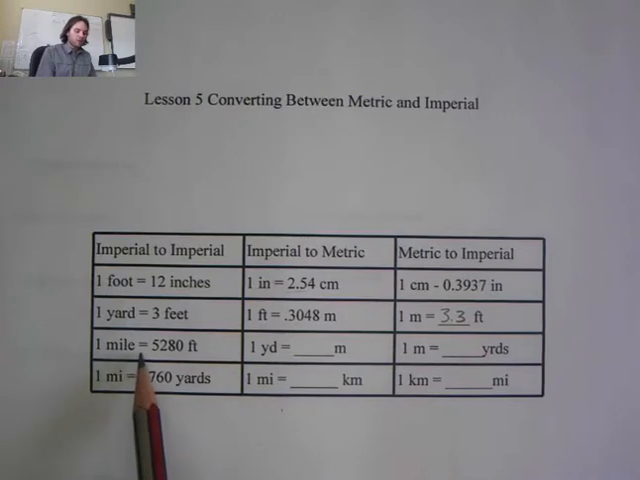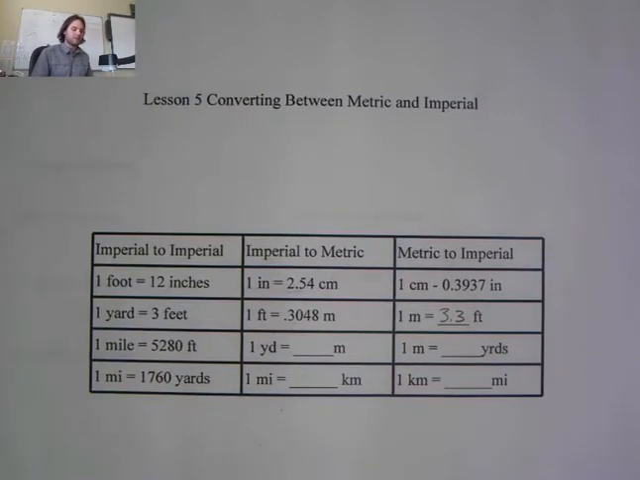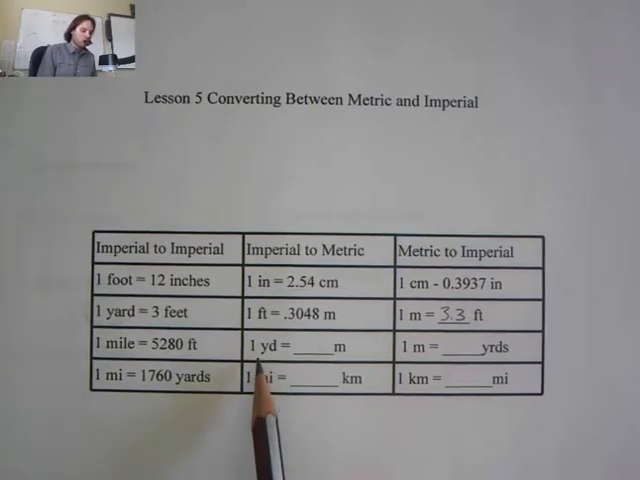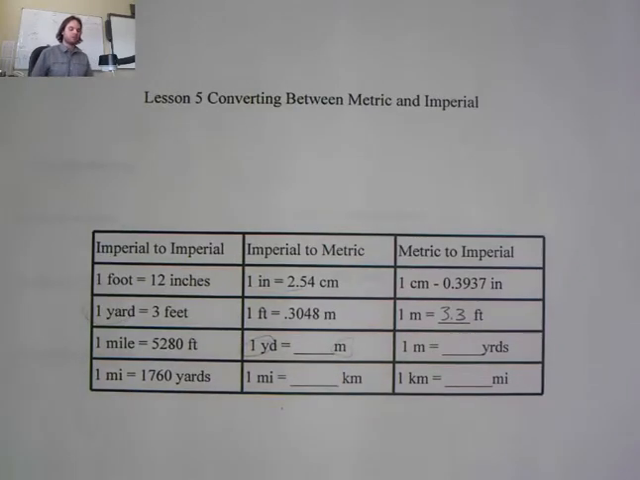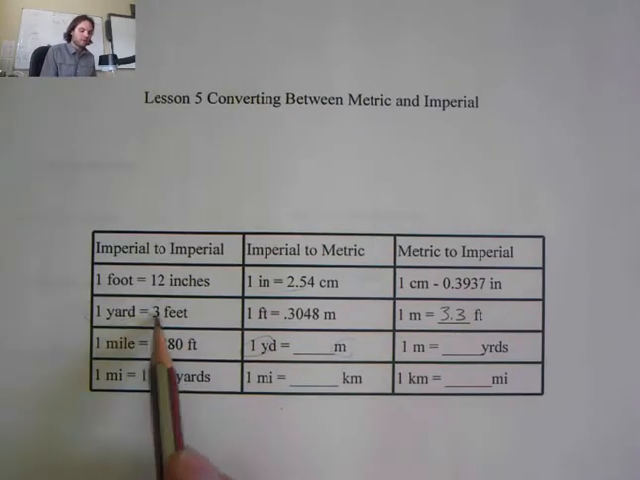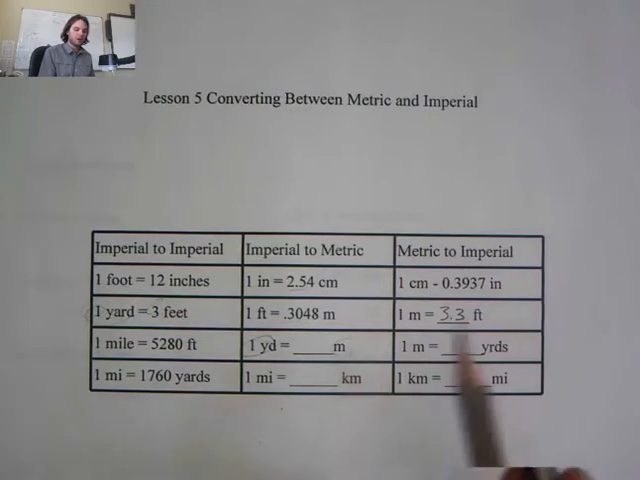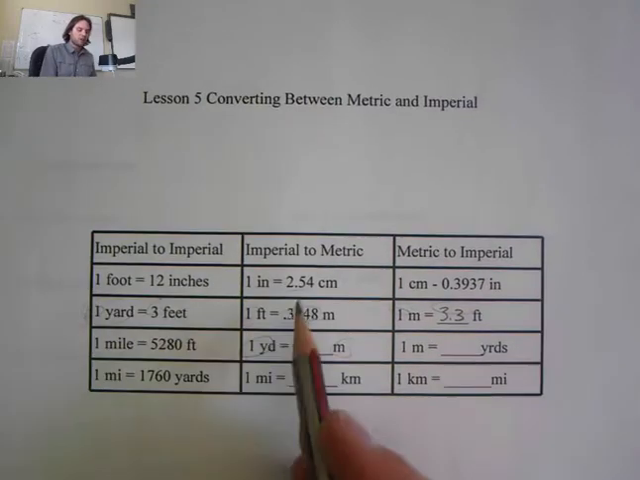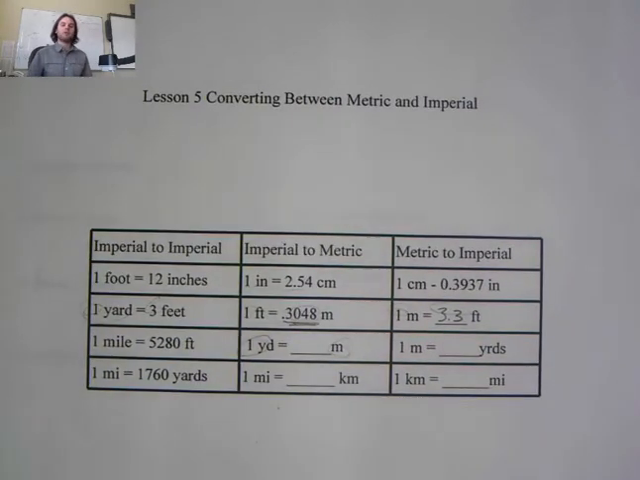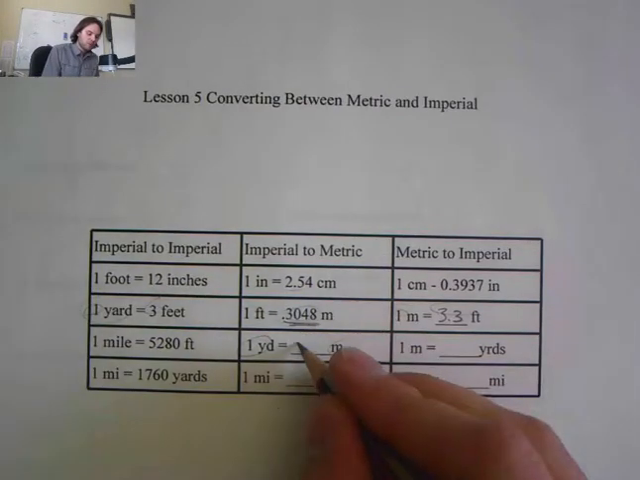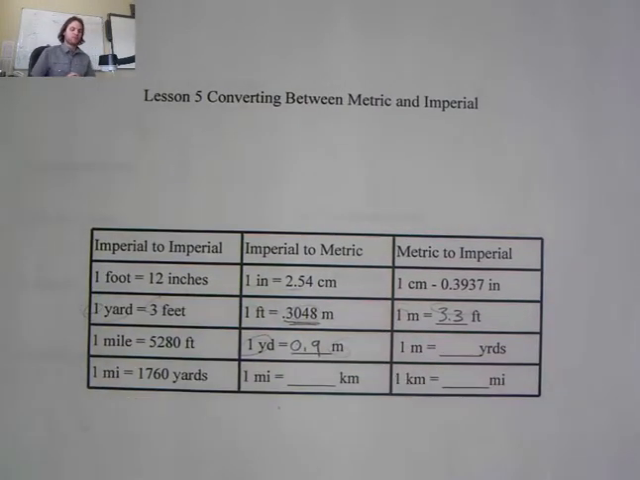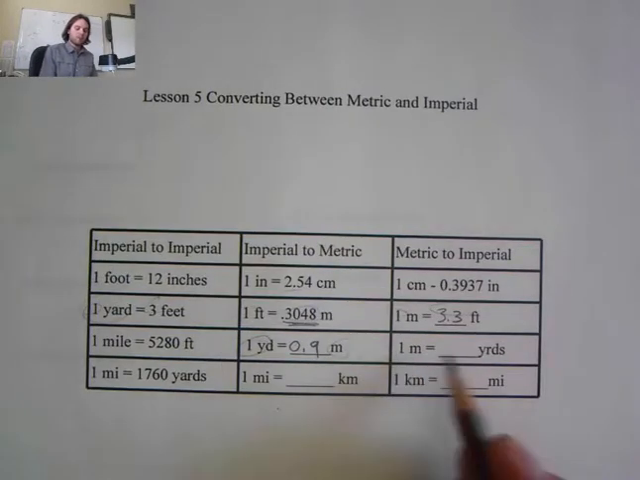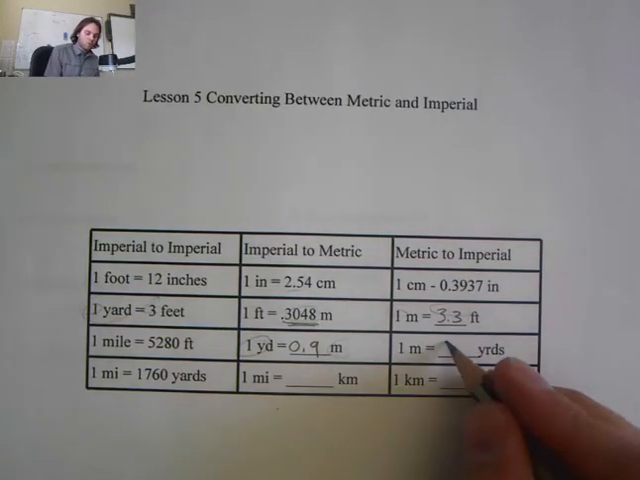So 1 mile is 5,280 feet. I want to know how many yards, though, are in a meter. Well, I know there are 3 feet in a yard, okay? So I just multiply this by 3, and that will give me my amount of yards is equal to how many meters. That's going to give me 0.9. Okay? Now, how many meters are in a yard? That's going to be 1.1.